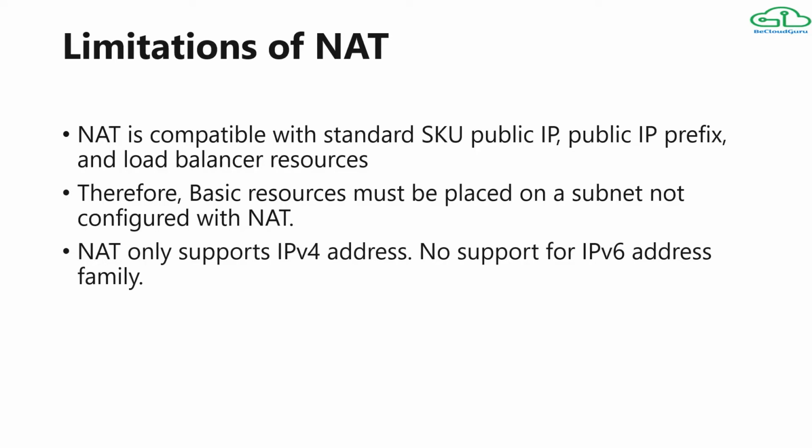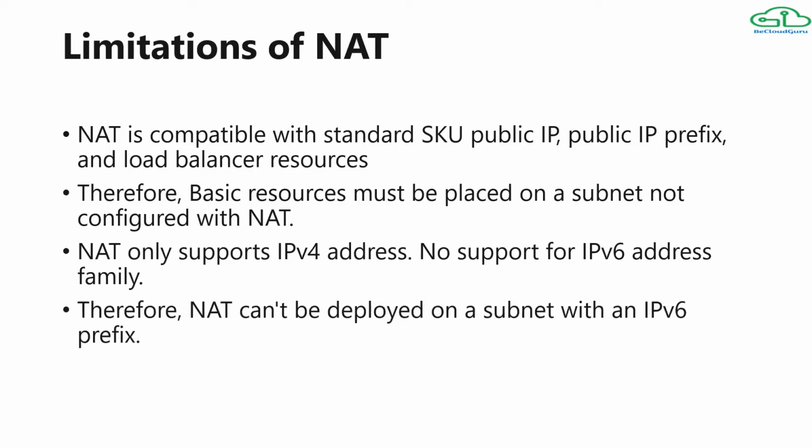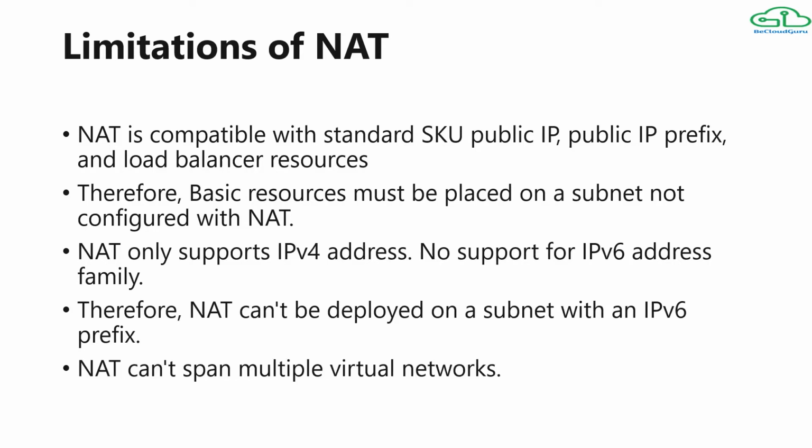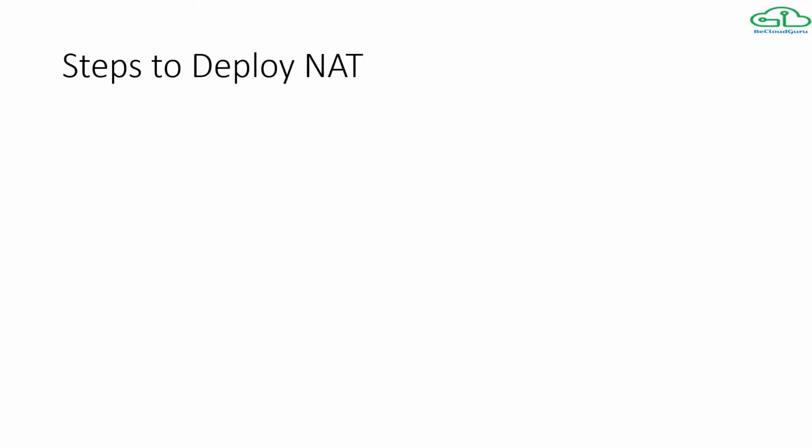NAT as of now only supports IP version 4 addresses, and there's no support for IP version 6 addresses. Therefore you cannot deploy the NAT on a subnet which has an IP version 6 prefix. One more thing: NAT is a virtual network specific resource. What does it mean? It cannot span multiple virtual networks, but it can span multiple subnets within a virtual network. Now let's see what the different steps are to deploy NAT.